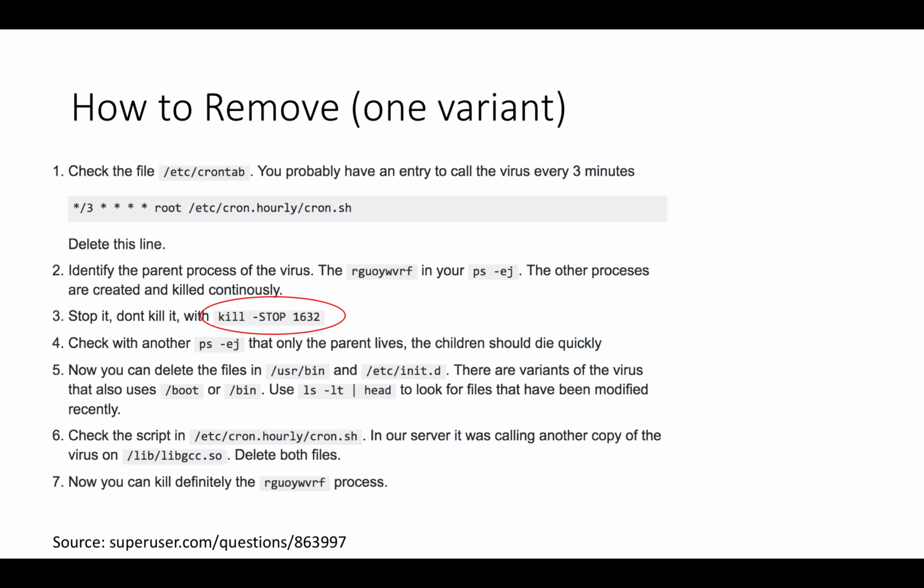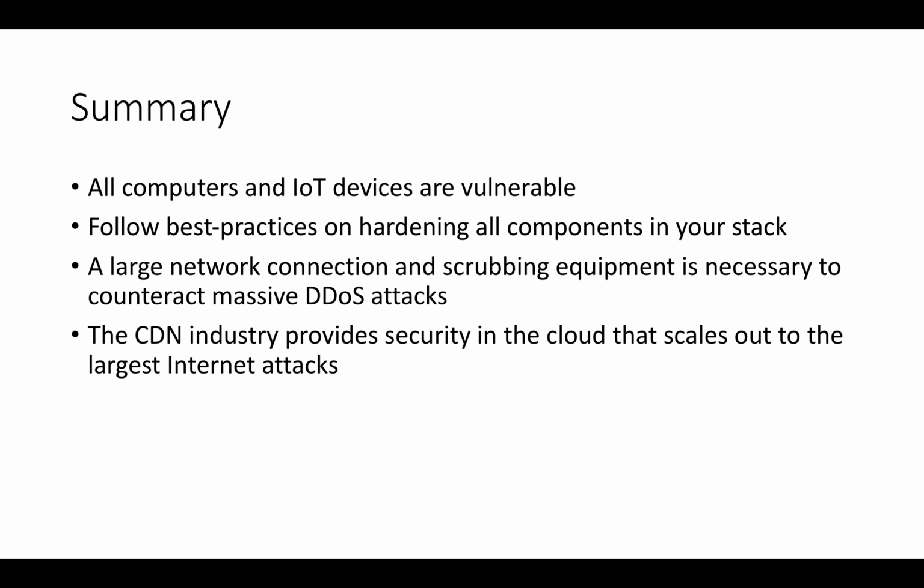Once you've cleared out the cron type things, then you kill that parent process, and the whole thing goes away. That was the trick that everyone had to figure out. Of course, if you're running virtual servers, you can just kill this one and spin up a new one, and that would be the easiest thing. But not all devices can do that, and IoT devices can't do that. So this was one variant on how to clear it.